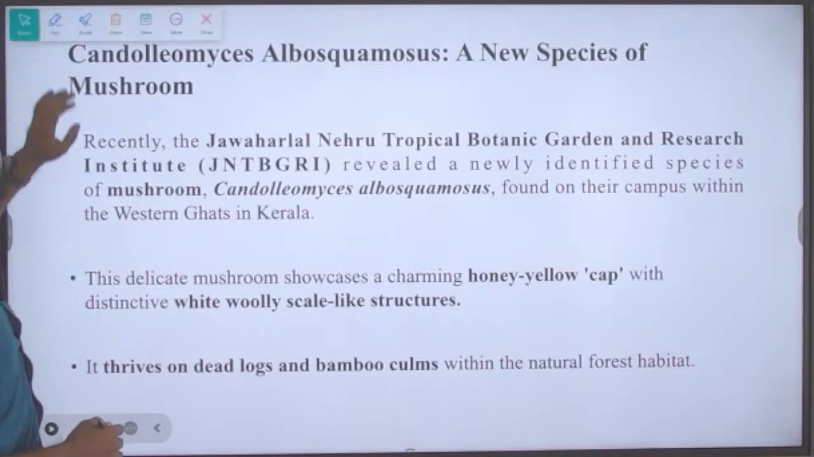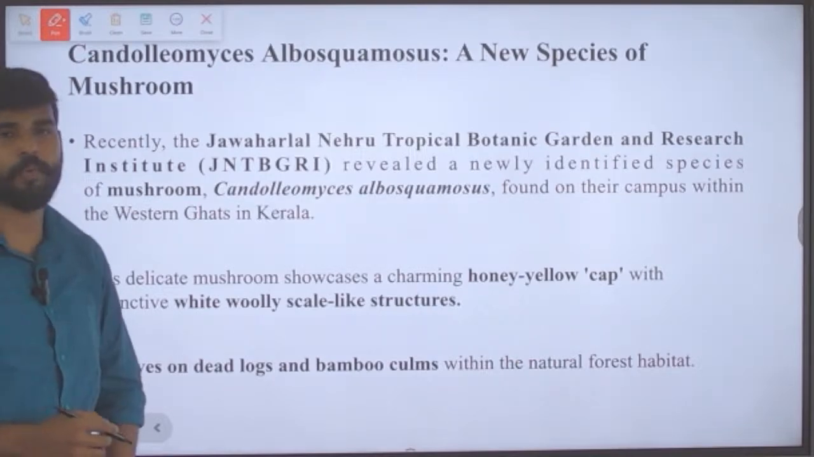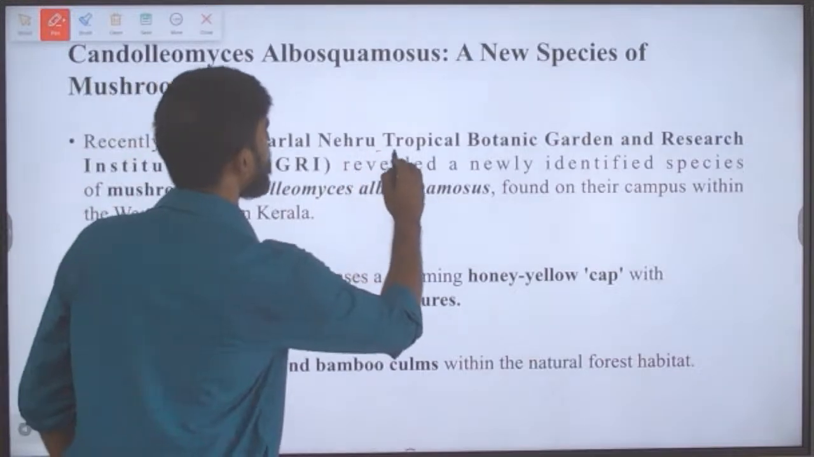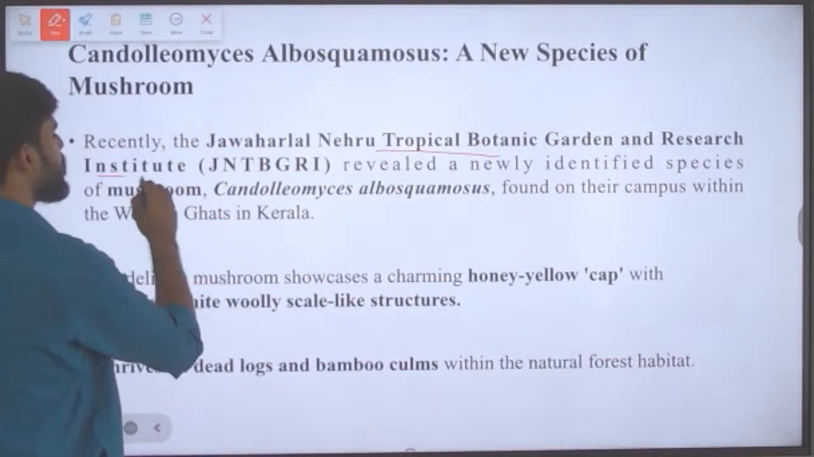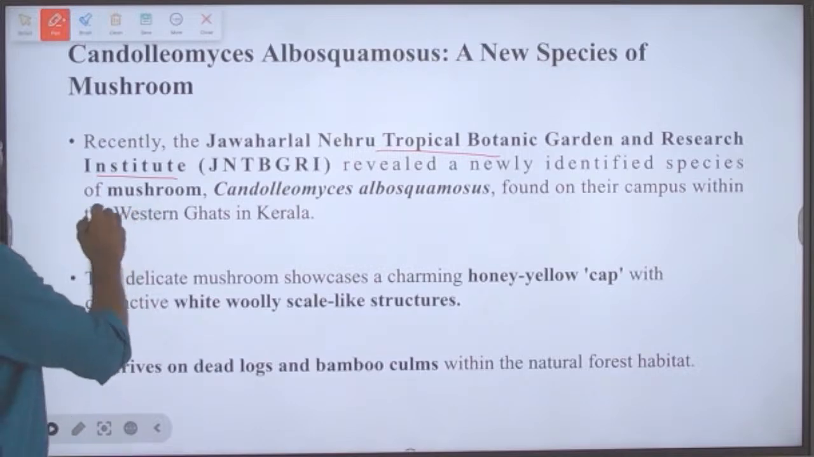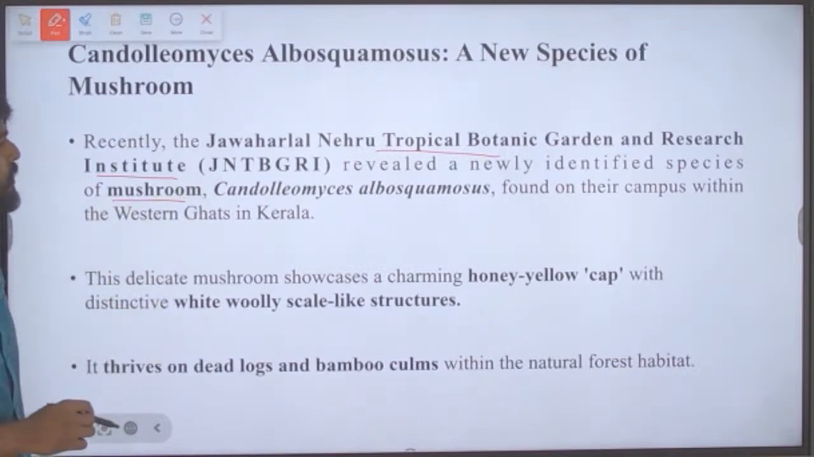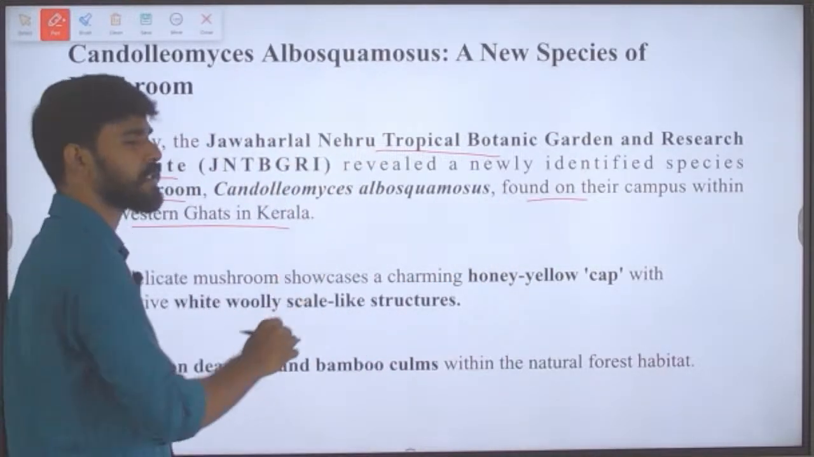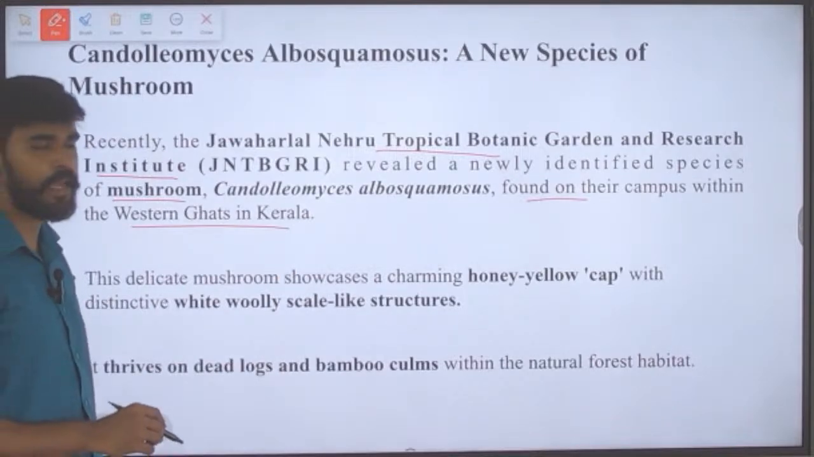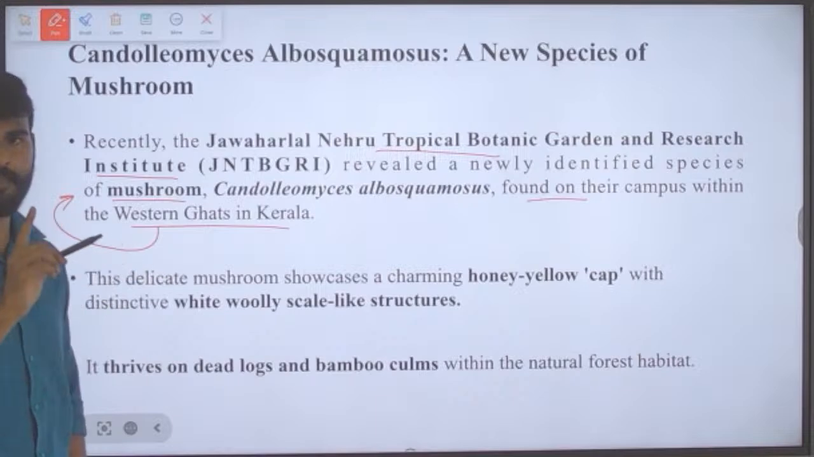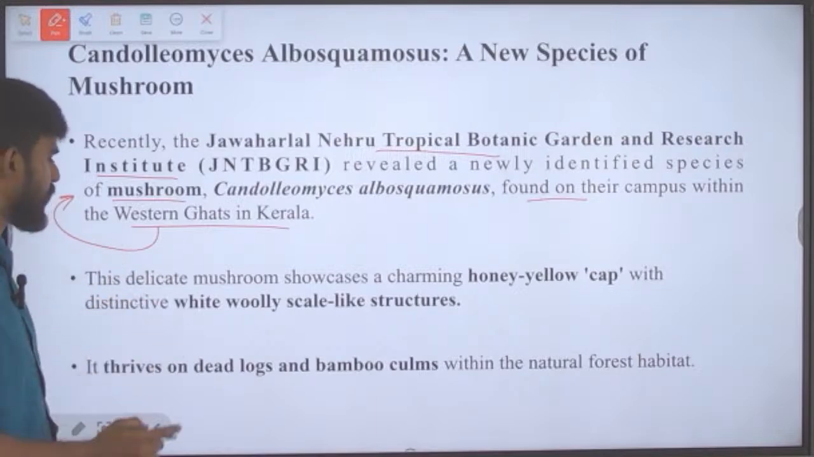So Candolleomyces albosquamosus. Recently, the Jawaharlal Nehru Tropical Botanic Garden and Research Institute have revealed a newly identified species of mushroom, this Candolleomyces albosquamosus, which was found on their campus, which is within the Western Ghats in Kerala. Okay, so where have they found this? Western Ghats. This is important from exam point of view. In prelims, this may be asked.